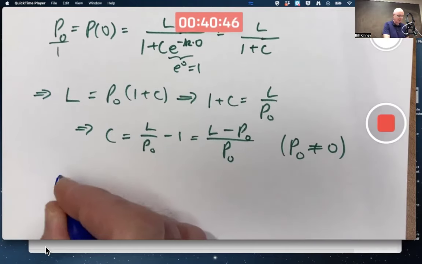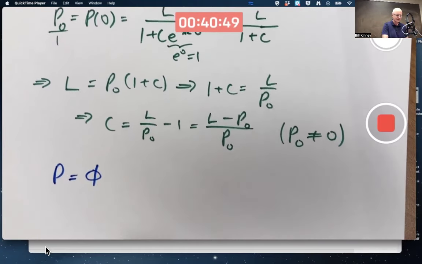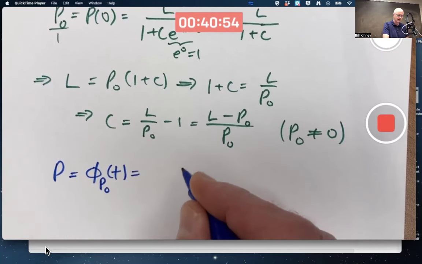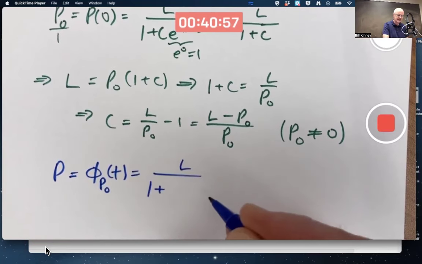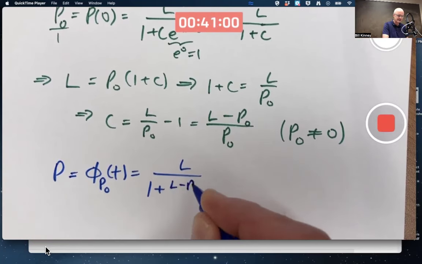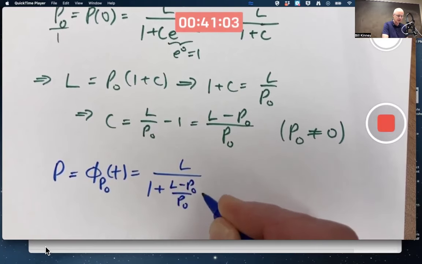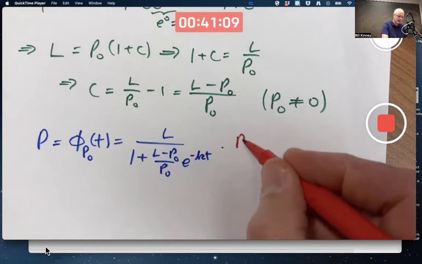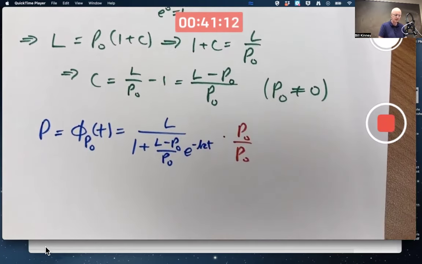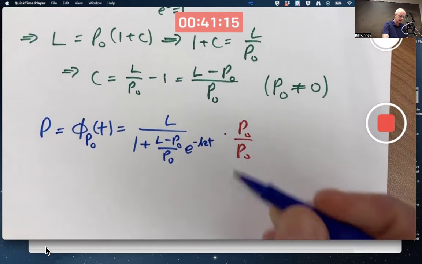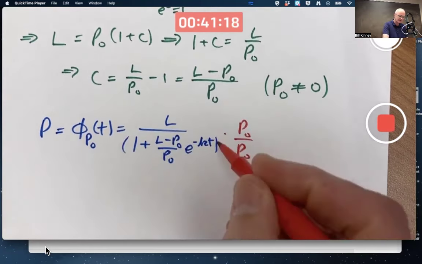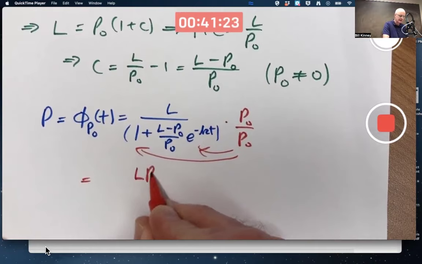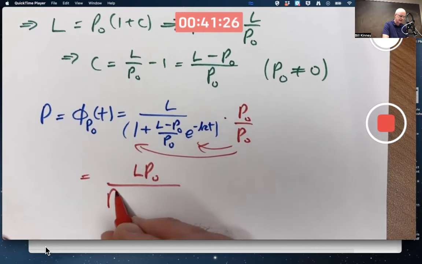If I write the formula for the solution, and I'm going to use the phi notation and emphasize the initial condition as a subscript, L over 1 plus C e to the negative KT, where C is L minus P naught all over P naught. And then if I multiply the top and the bottom of this fraction by P naught, which is fine to do because it is multiplying by 1, and distribute it through the bottom, so I get a sum on the bottom, this times this and this times this, then all of a sudden the formula does work even when P naught is 0.